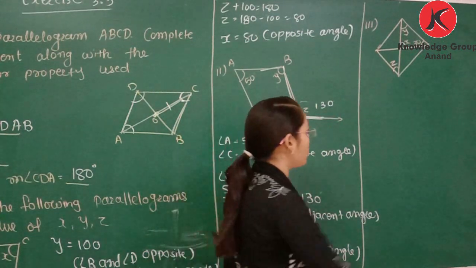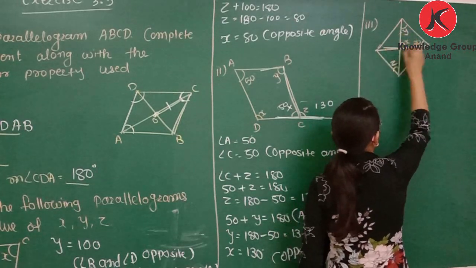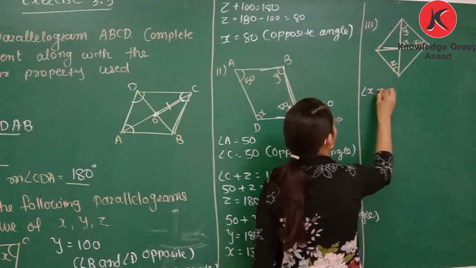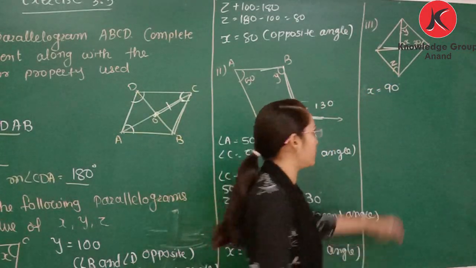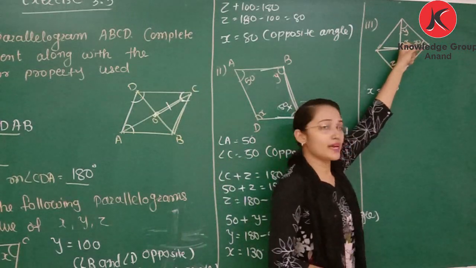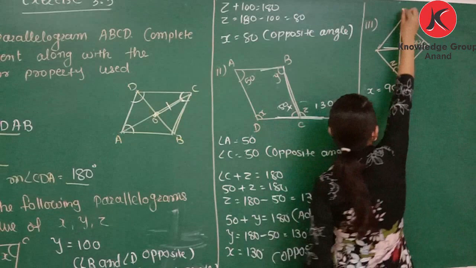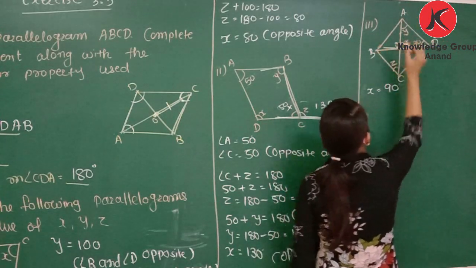So here you have to find x, y and z. Now you can see these are at right angle. So angle x is 90. Why? Because it is clearly defined as the right angle. Now consider this triangle. Let's say this is A, B, C, D and center is O.